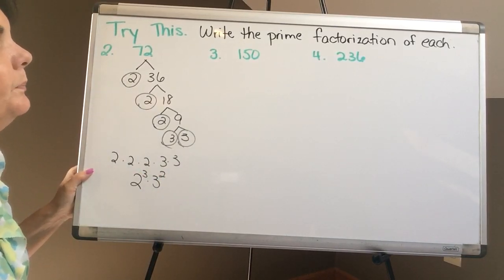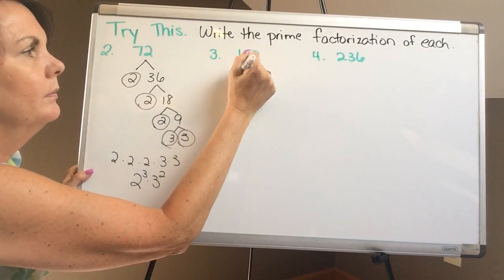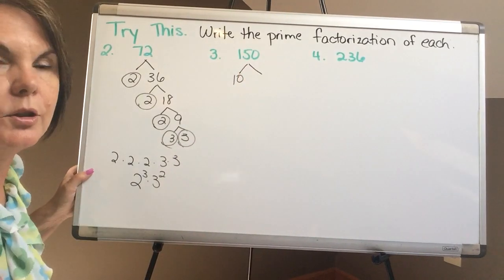Okay, look at number 3. 150. Oh, that's a red flag. It ends in a 0. That means 10 is a factor.